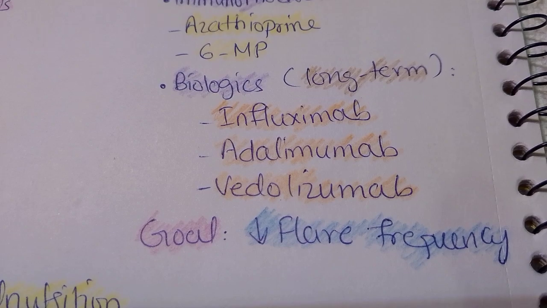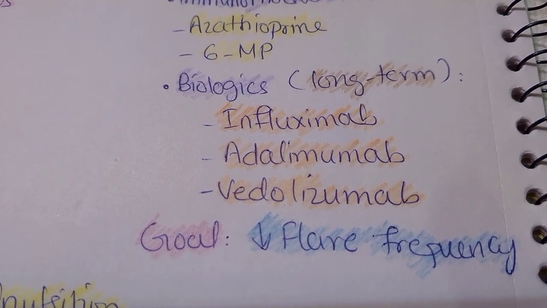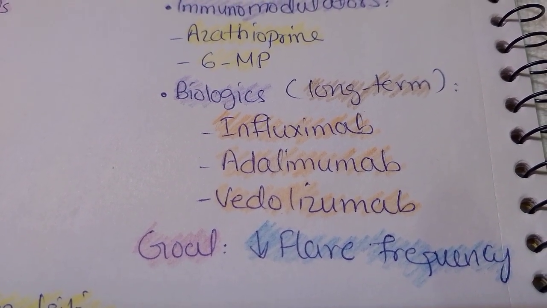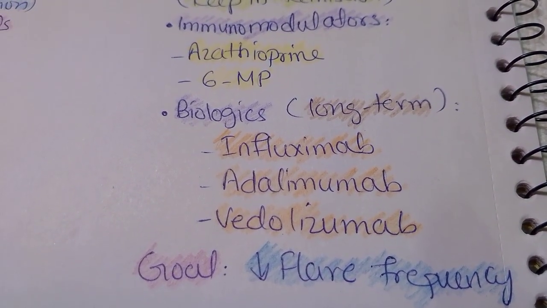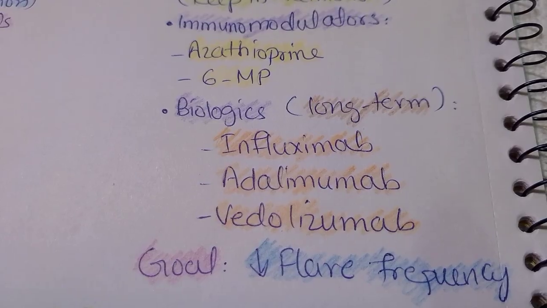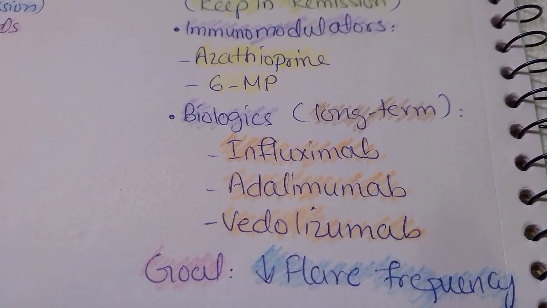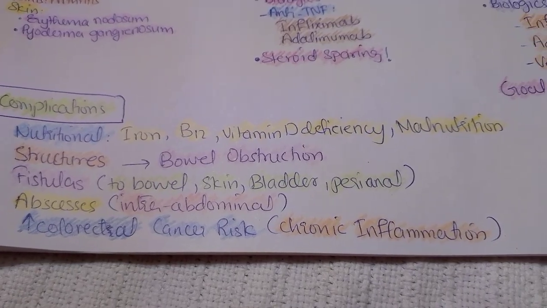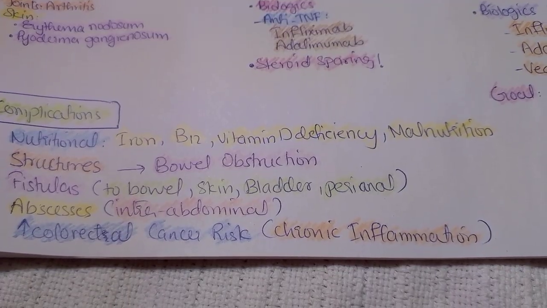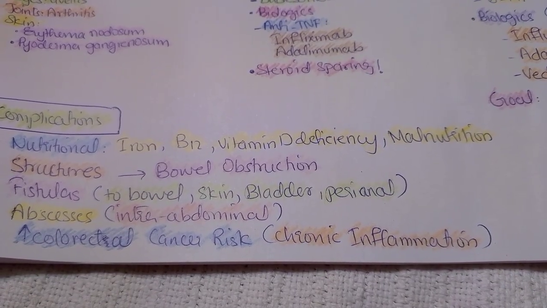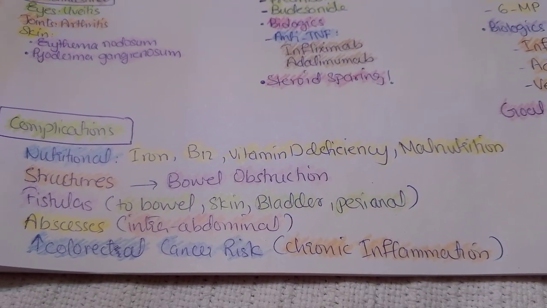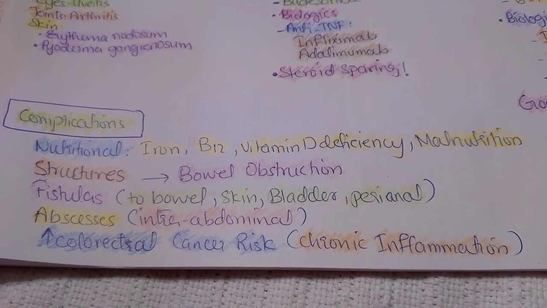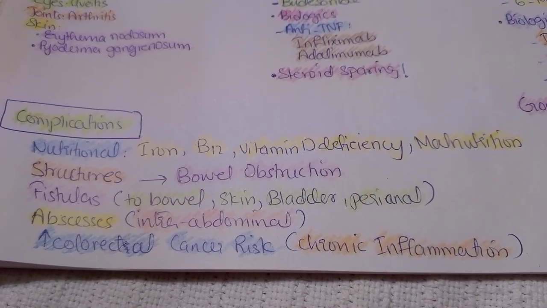So the critical point is that surgery is eventually needed in about 50% of patients, and the surgery in Crohn's is not curative. Complications can be malabsorption leading to iron deficiency and other vitamin deficiencies, as well as structural complications like fistula, abscess, and increased colorectal cancer risk.